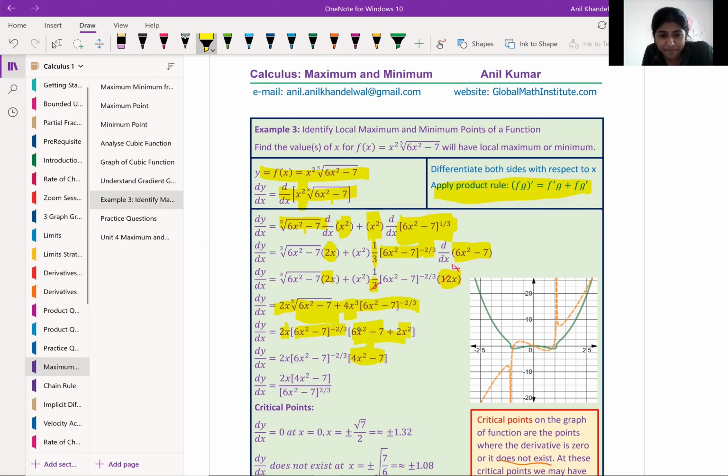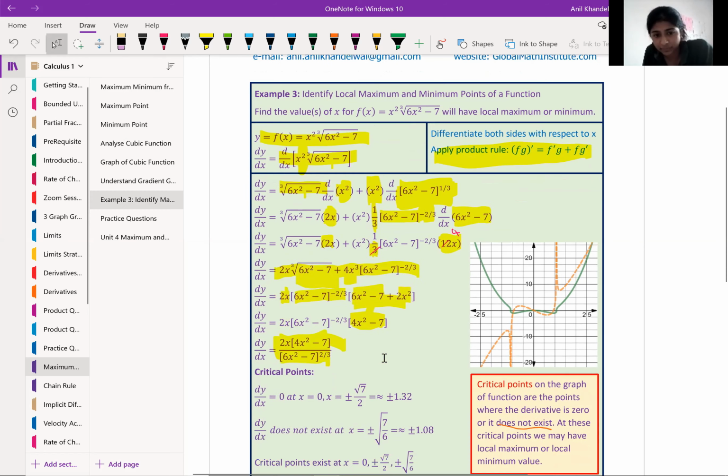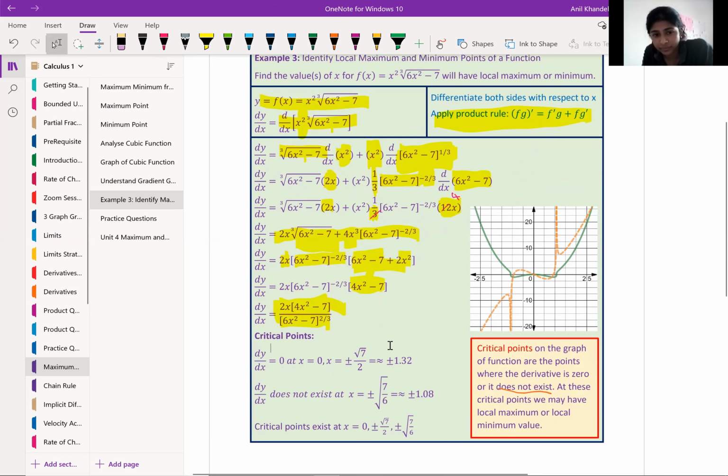All right. Okay. And then we wrote it in the rational form. I should say the fraction form. Because it's minus 2/3, you just brought it to the denominator. Now, how do you find the critical points?